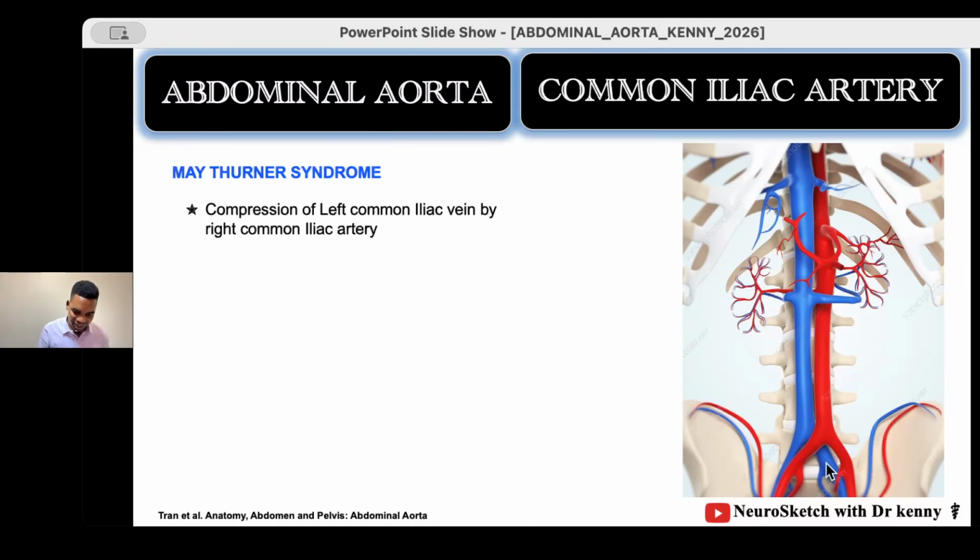The right common iliac artery crosses the left common iliac vein, and this relationship is very, very important because at times the right common iliac artery can compress the left common iliac vein, resulting in venous stasis. The blood stagnates downstream, and because the left common iliac vein drains blood from the left lower limb, it results in stasis of blood in the left lower limb. So this results in congestion of blood in the left lower limb, and it can result in formation of deep venous thrombosis. And this is one among the common reasons why pregnant ladies will have deep venous thrombosis on the left side, on the left leg.